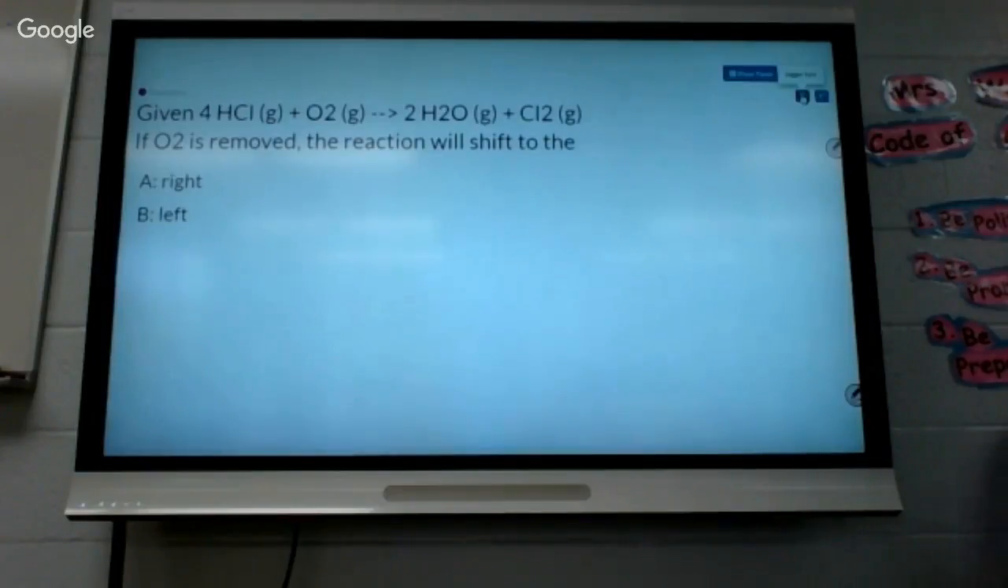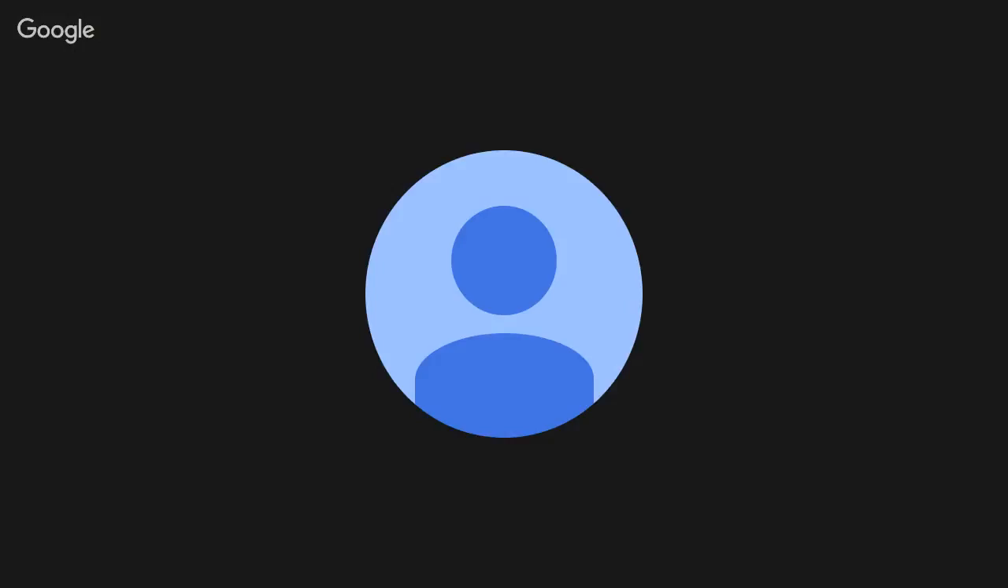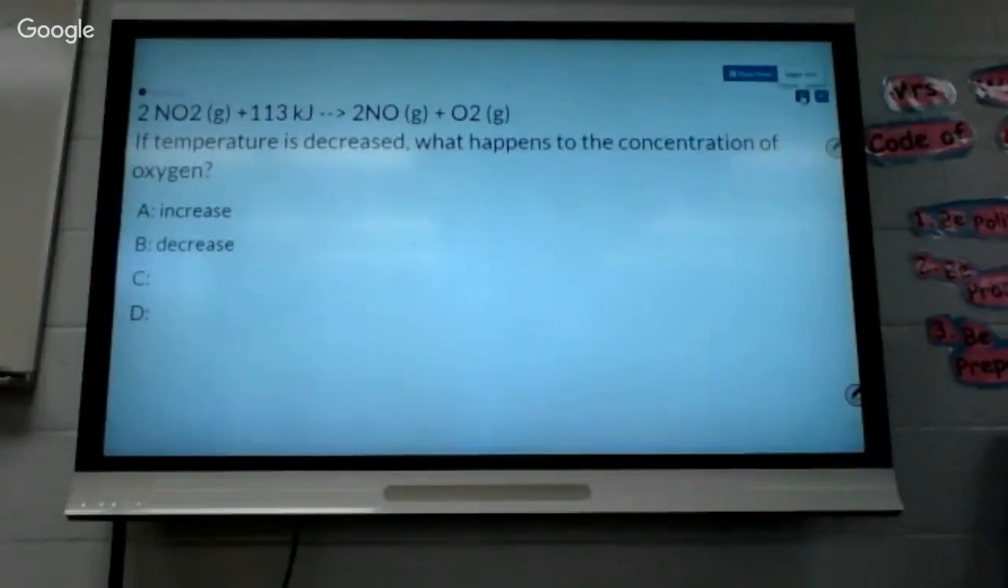All right, so we got 14 right, 1 wrong. If oxygen is removed, the reaction will shift to the left. What happens to the concentration of oxygen? If temperature is decreased, what happens to the concentration of oxygen?